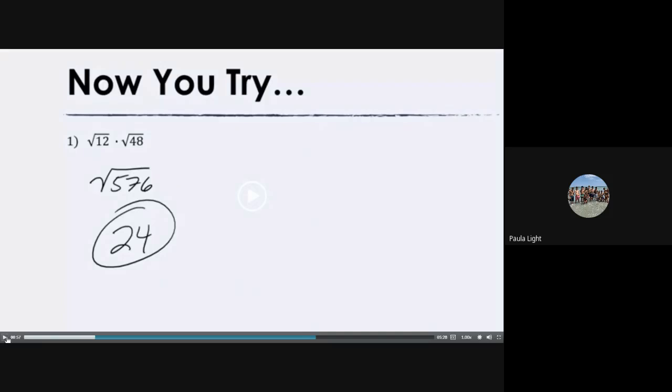Anybody else get 24? Good, good. Yeah, always check it first before you do all that other work. Throw it in your calculator and see what you get. Okay. All right. Number two. Anybody want to share an answer on number 2, or do you need a couple minutes? I'll give you a couple minutes to work number 2, and then I'll take any volunteers to share.